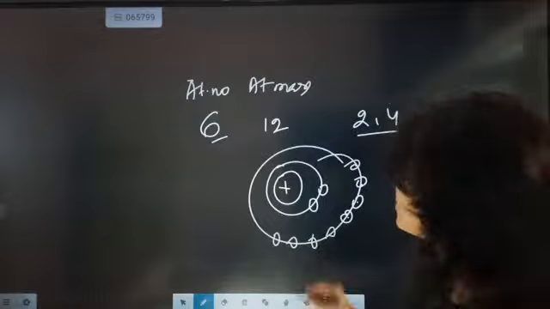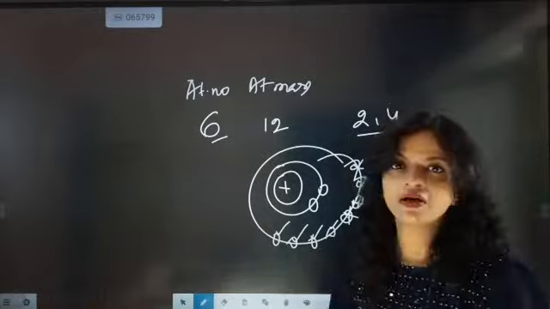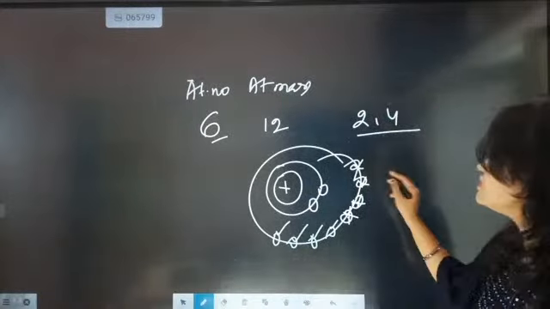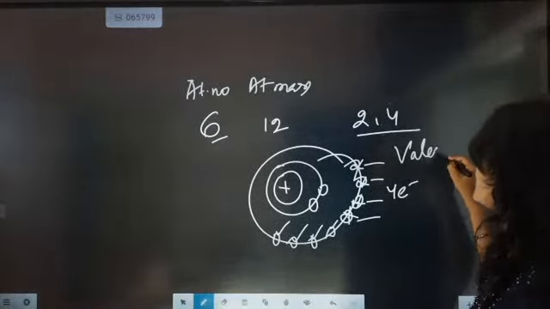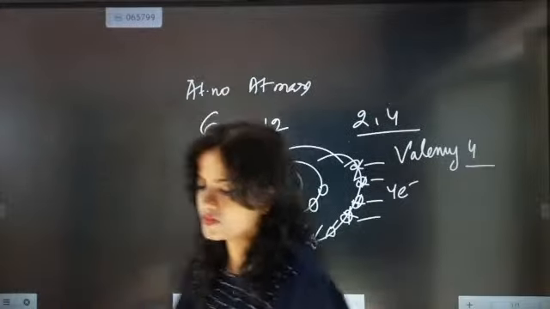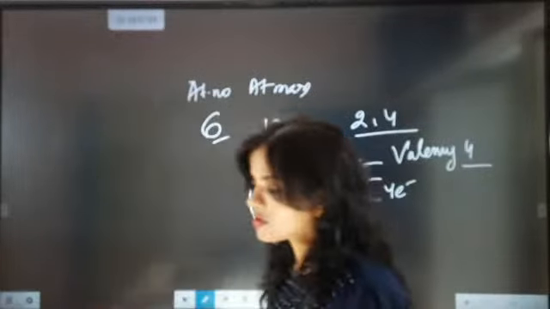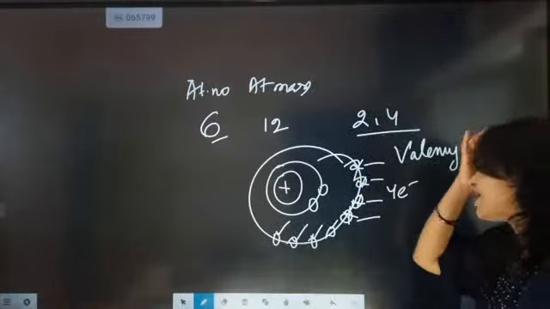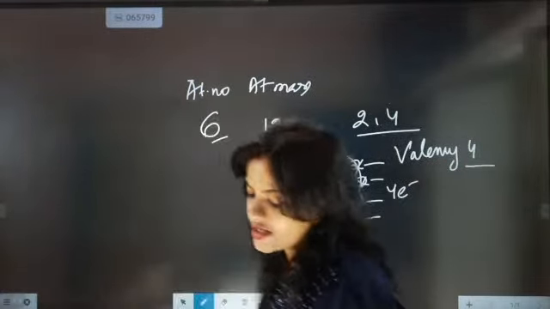But how many does it have? It has 1, 2, 3, 4. It is not full, so it will take from outside to become 8. Since it needs 4 electrons, its valency will become 4.